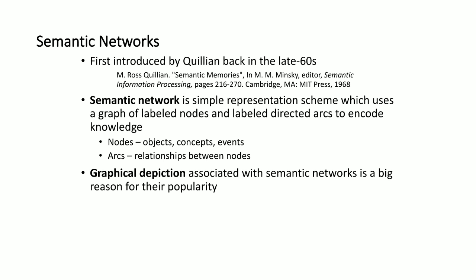So first of all, semantic net. It was first introduced by Quillian in the late 60s. The reference is given. Then how can we define the semantic network? It is a simple representation scheme which uses a graph of labeled nodes and labeled directed arcs to encode the knowledge. Nodes may be objects, concepts and events, and arcs represent the relationships between those nodes. The graphical depiction associated with semantic networks is a big reason for their popularity.